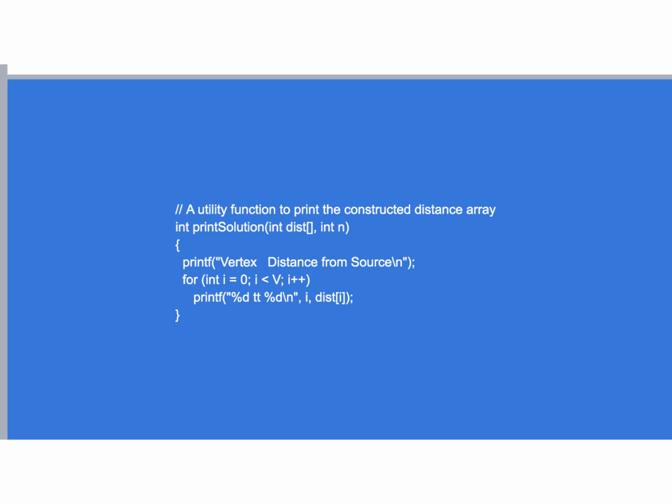We have the print solution, a utility function to construct a distance array. So we have the distance and the number n. So we use the number of vertices as the maximum number for this for loop, and actually specify each number distance to make sure we get the distance from the source.